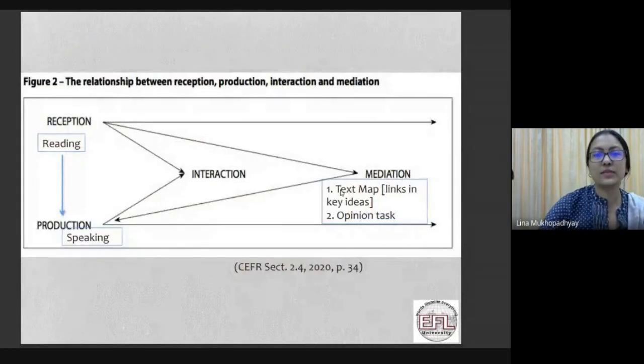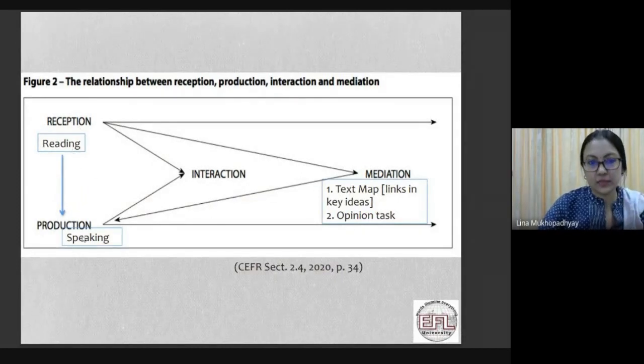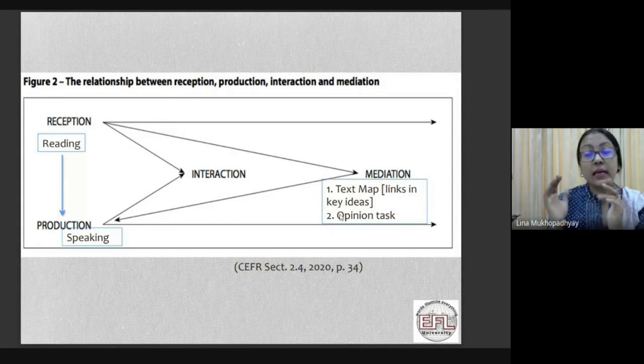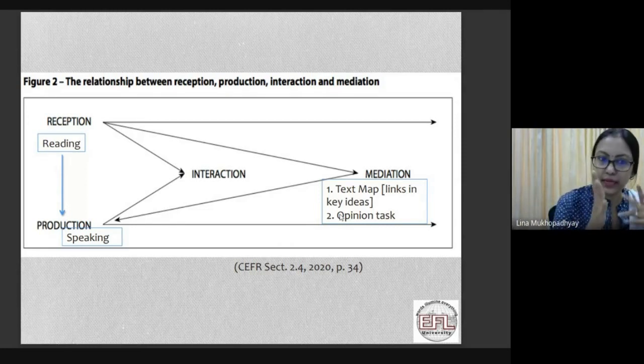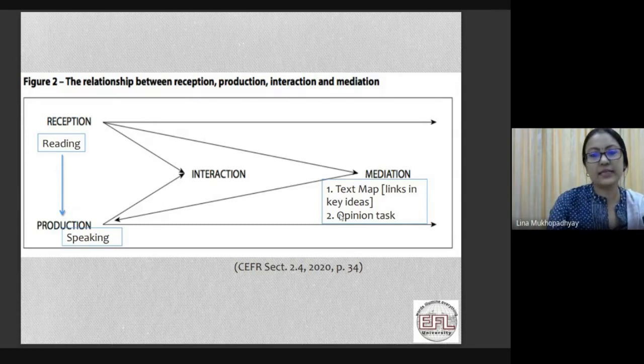So this is how it looks diagrammatically, that we have reception and production, reading and speaking, for example, here. And we have an interaction of the two, and the interaction of the two is formulated through the mediation. So what I have is mediation task 1, a text map, and mediation task 2, an opinion task. So my content-based language assessment assesses the learner's ability to mediate through texts, and they do it through the modality of reading and speaking. So let's see how it looks.